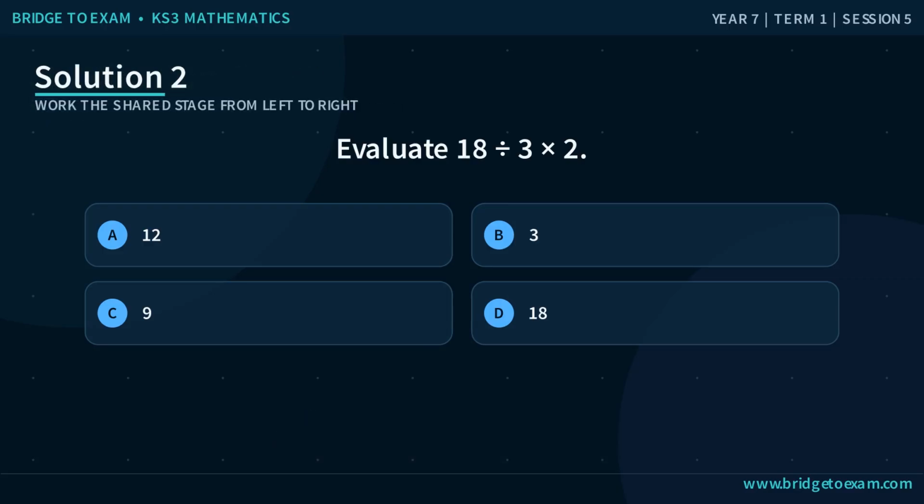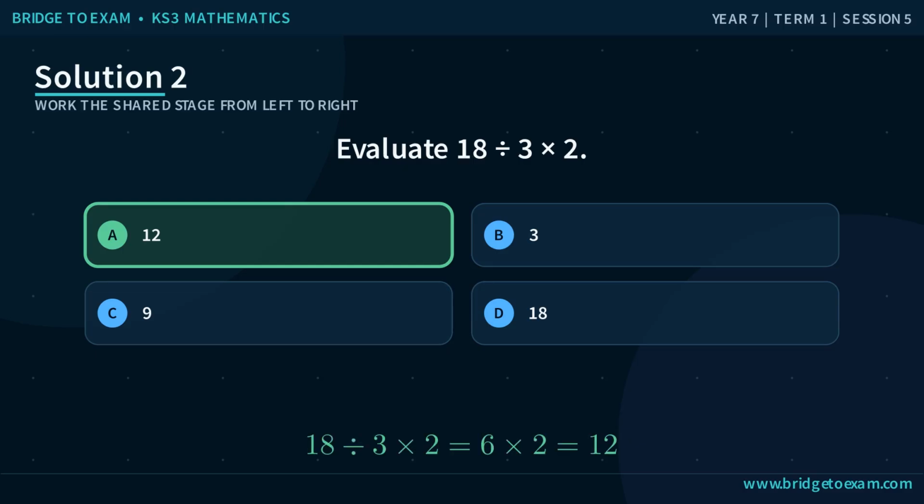Option A is correct, 12. Division and multiplication are one BIDMAS stage, so work from left to right. 18 divided by 3 equals 6, and 6 times 2 equals 12. Multiplying 3 by 2 first would change the given structure and lead to the incorrect answer 3.